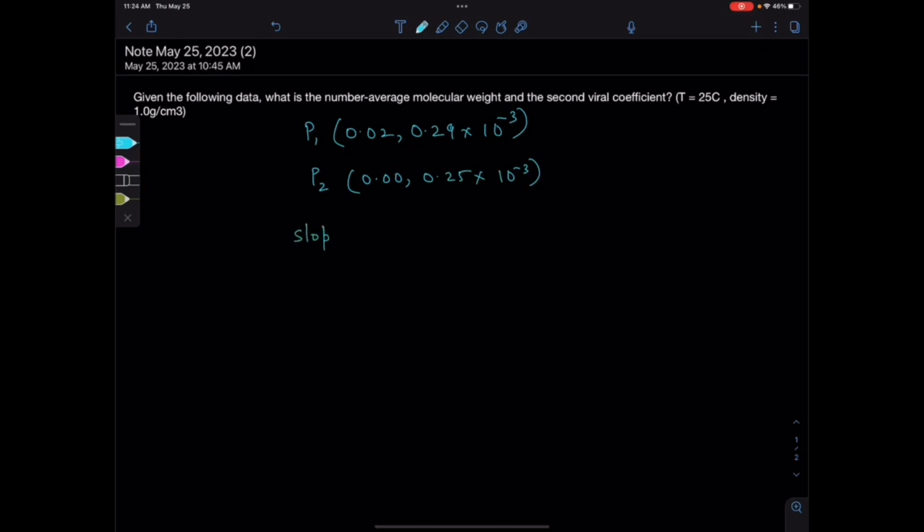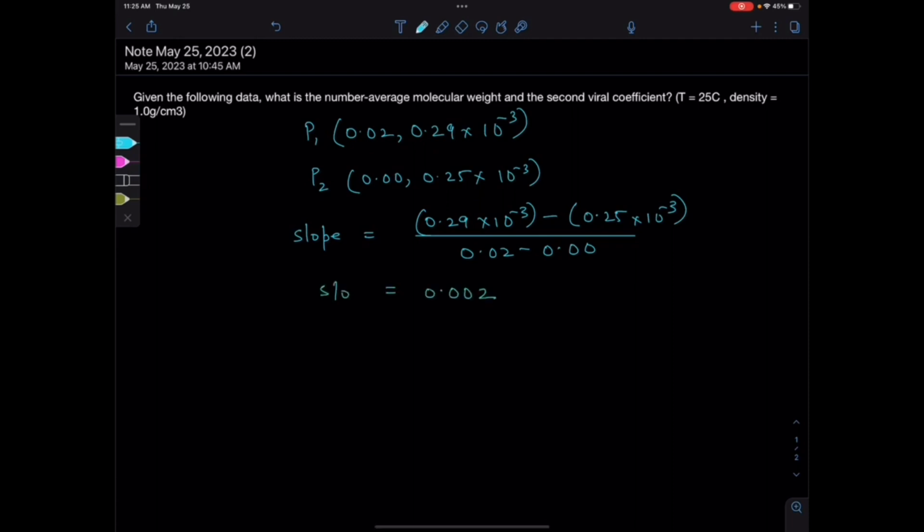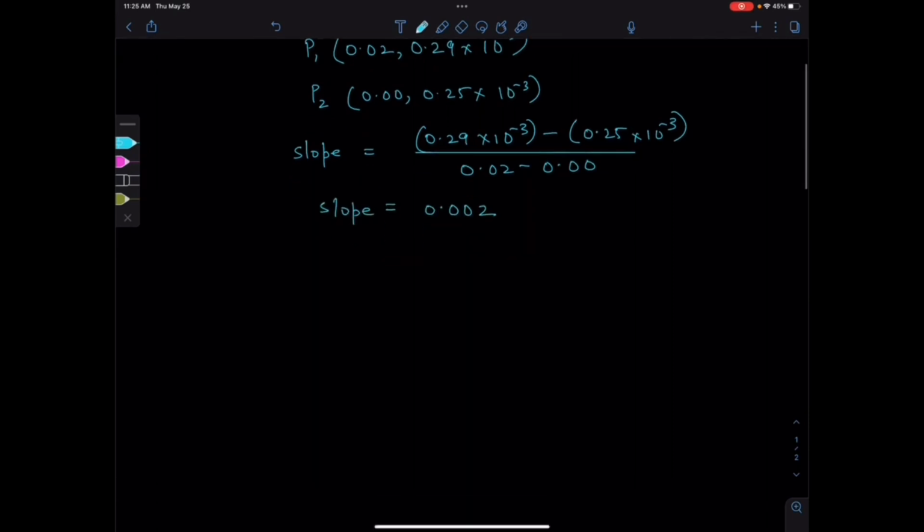So the slope of this is the difference in y-coordinates over the difference in x-coordinates. So that is 0.29 times 10 to the negative 3 minus 0.25 times 10 to the negative 3 over 0.02 minus 0.00, which is 0.002. So we have the slope.